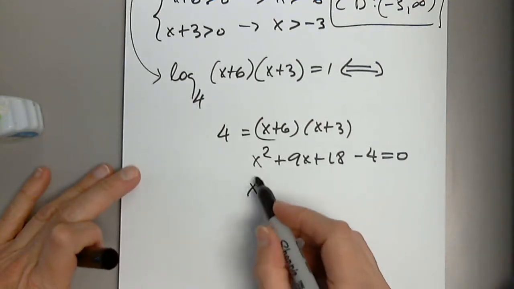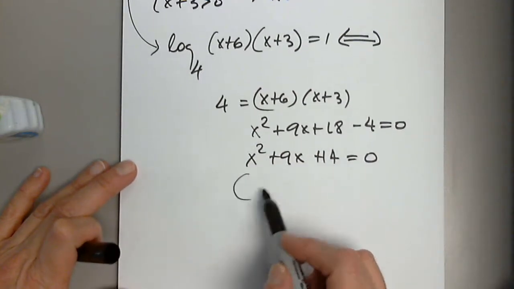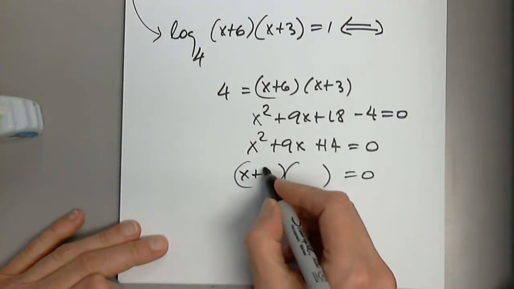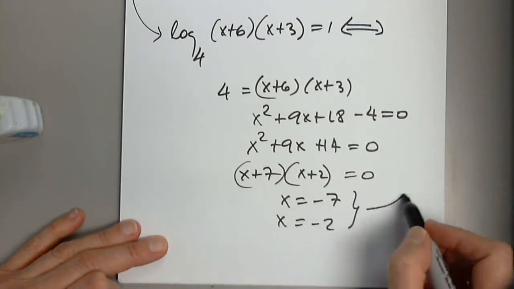Quadratic. I hope that I can easily factor. If not, I will use the quadratic formula. Did you just FOIL? Is that how you got that? Yeah, so it's x squared plus 3x plus 6x is 9x plus 18. There is no other way, yes. x plus 7, x plus 2, which means x equals negative 7 and x equals negative 2.